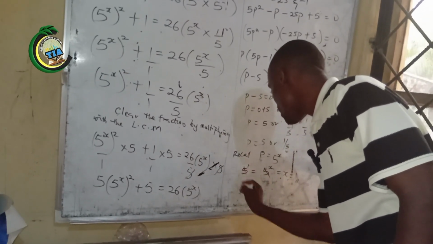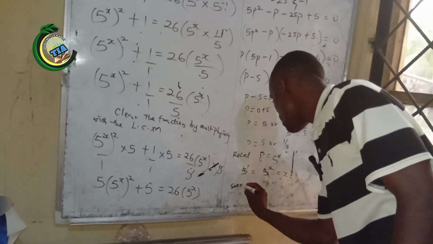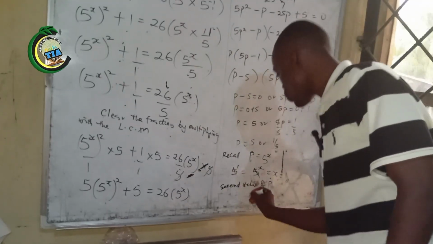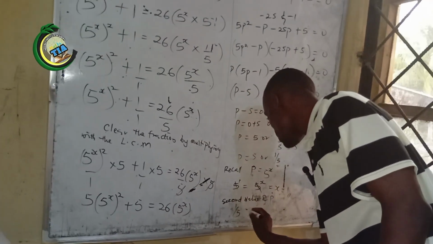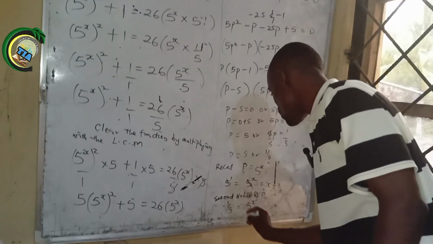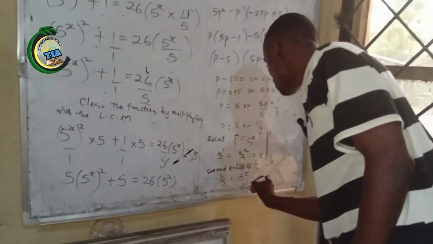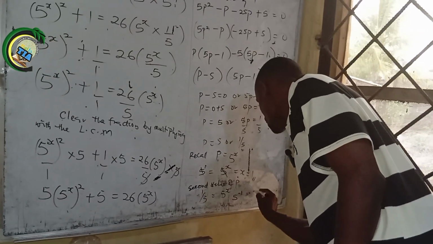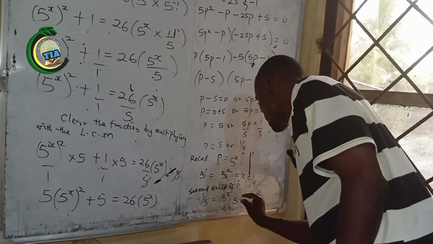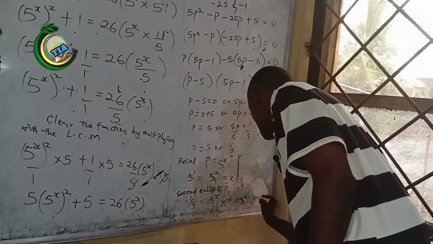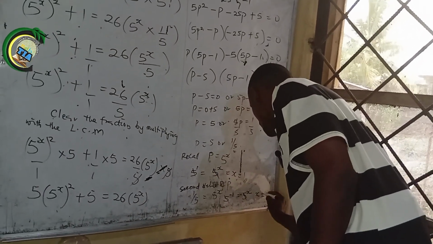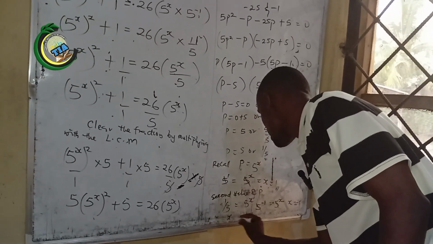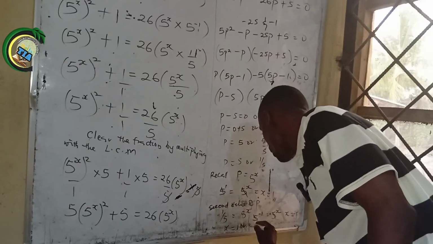Now let us go for the second value of p, which is 1 over 5 is equal to 5 raised to power x. So recall that 1 over 5 can be written as 5 raised to power minus 1 is equal to 5 raised to power x. So that if the bases cancel out, we have it that x is equal to minus 1. So we have it that x is equal to 1 or minus 1.